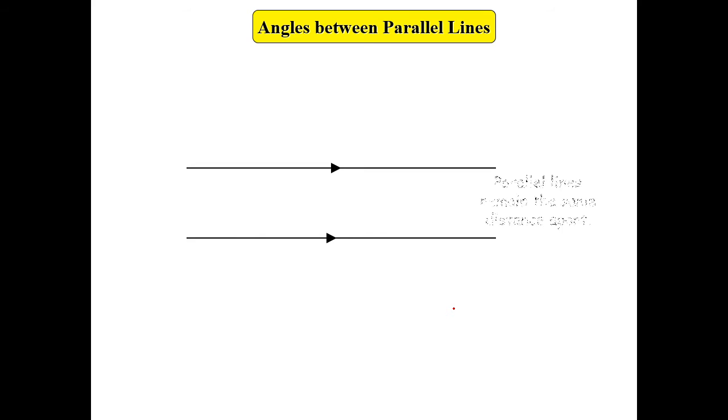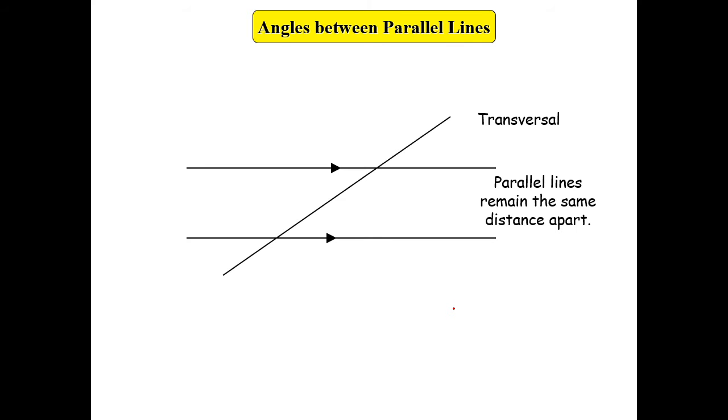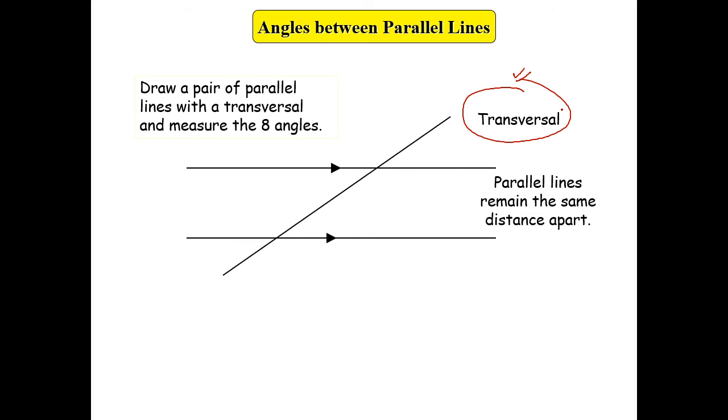So angles between the parallel lines remain at the same distance with respect to one another and they do not intersect, right? So there is a transversal. The line which cuts them is called a transversal. Do you know this? Good. So we will measure some angles. Draw a pair of parallel lines with a transversal and measure the eight angles.